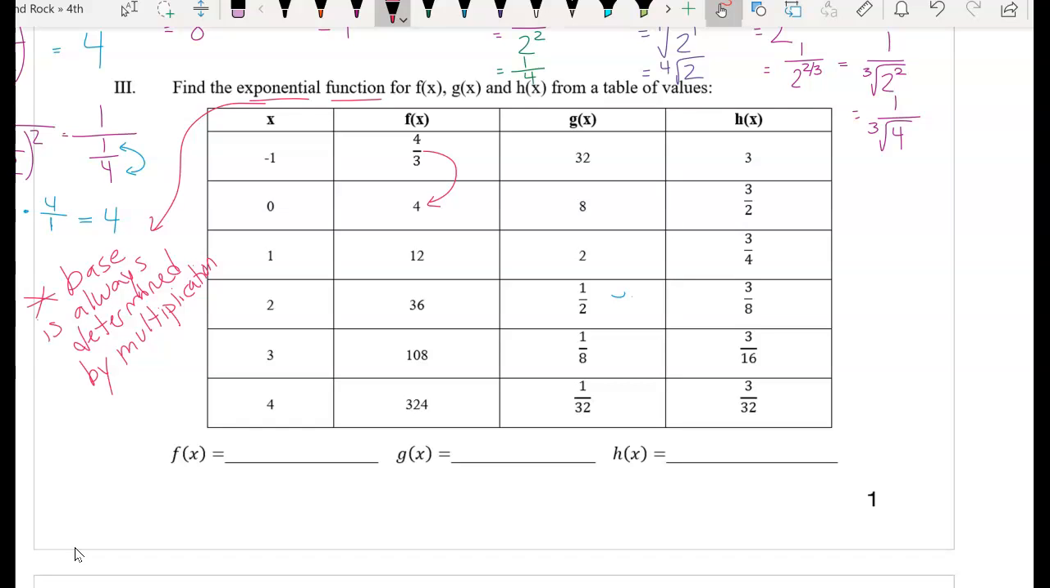For exponential. So how much do you multiply 4/3 by to get 4? 3. How much do you multiply 4 by to get 12? How much do you multiply 12 by to get 36? 3. If this number ever changes, so say it was times 3 and then you had a times 4, that would mean you do not have an exponential anymore, and you cannot create an exponential equation. The amount you're multiplying by has to stay the same each time.